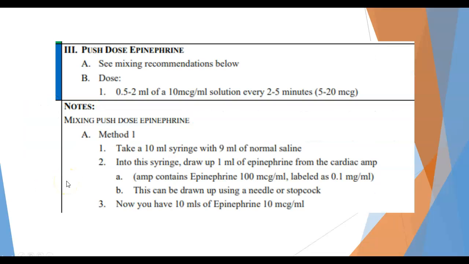Push dose epi. Here's a quick reminder on this. This is really, besides fluids, the only other thing that we are able to deliver in order to treat our patients. So we've gone over this a couple times, but again, it's not a bad thing to go over. So the actual dose of what we're giving here, once we've made the mix, is 0.5 to 2 mLs of a 10 microgram per milliliter solution. And we're going to give that every 2 to 5 minutes, or if you've heard me say, really every 2 minutes until that person is starting to show improvement in their vital signs, right?